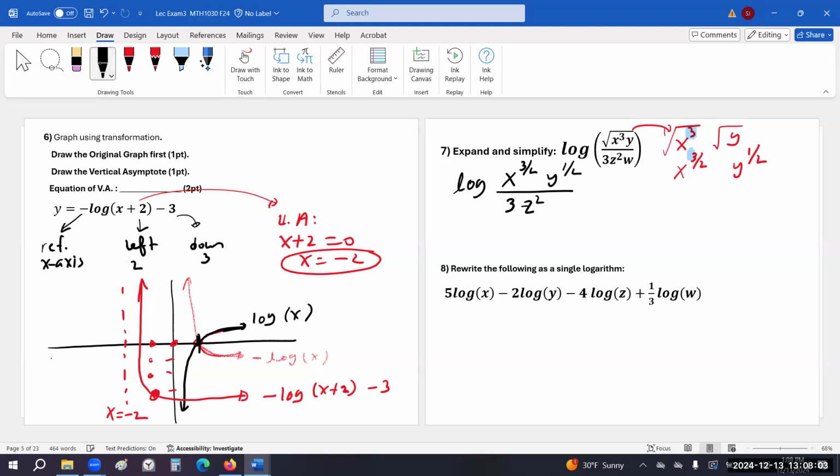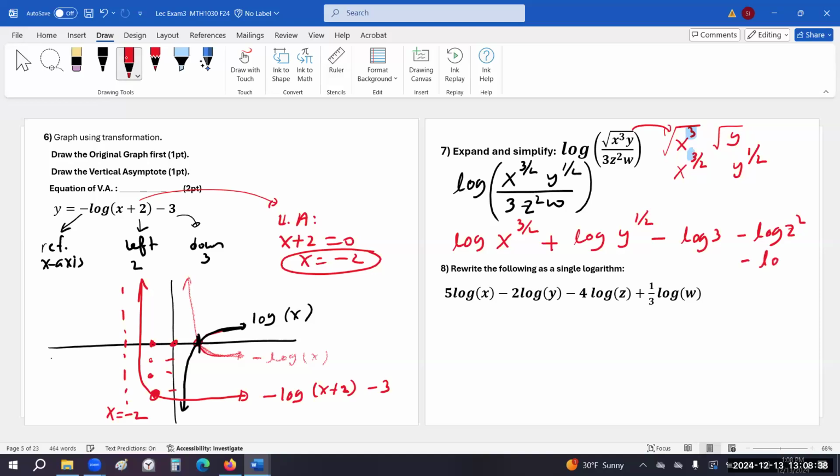We have 3, z squared, w. So we have 3 things on the bottom, which means you're going to need 5 logs. Log of x to the 3/2. Everything on the top gets a plus sign. Log of y to the 1/2. Everything on the bottom gets a minus. So negative log 3, negative log z squared, and negative log w.